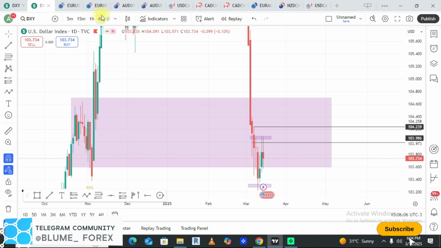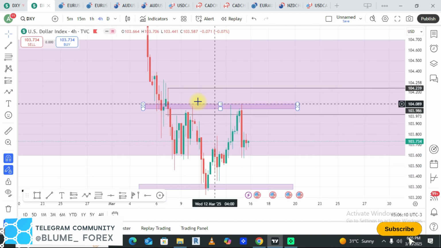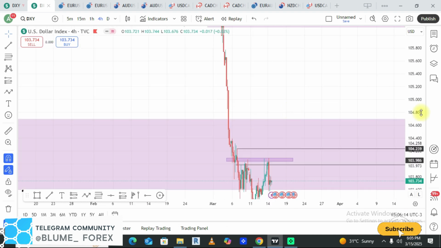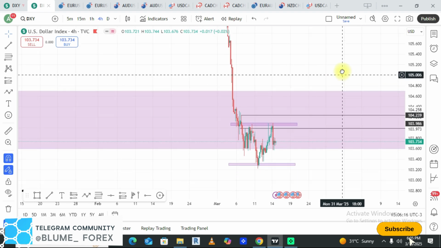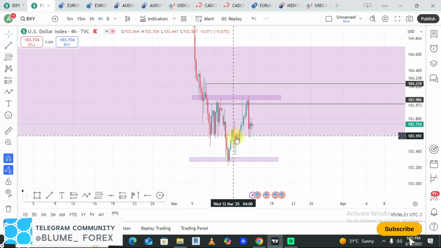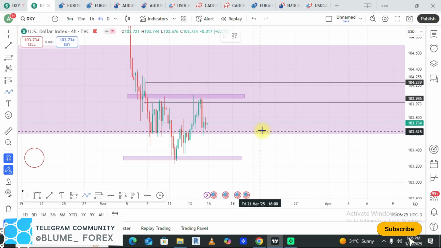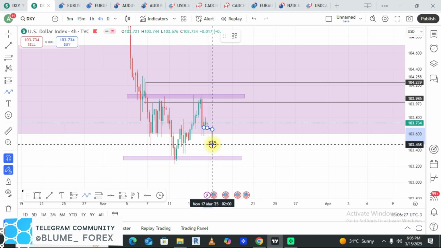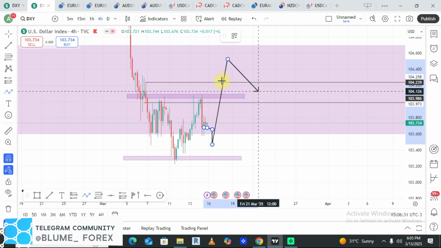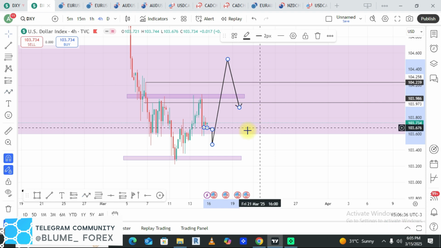But currently we are ranging, right? We have this supply that is in control of price. So until price trades above this supply, we can't be looking for buys yet, because we are stuck in this range. We are not making clear highs or clear lows. So if I get DXY pushing up, then pushing down to the demand that led to the taking out of this supply, then I'll look for buys to the upside.